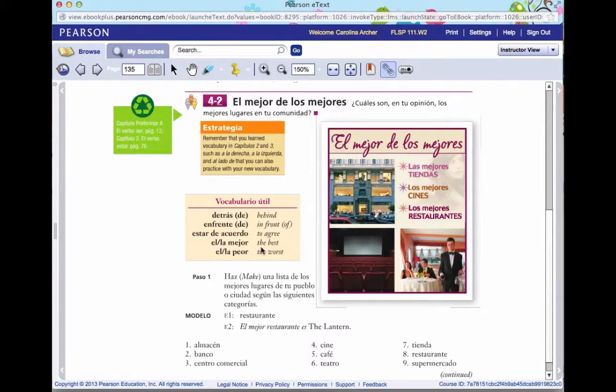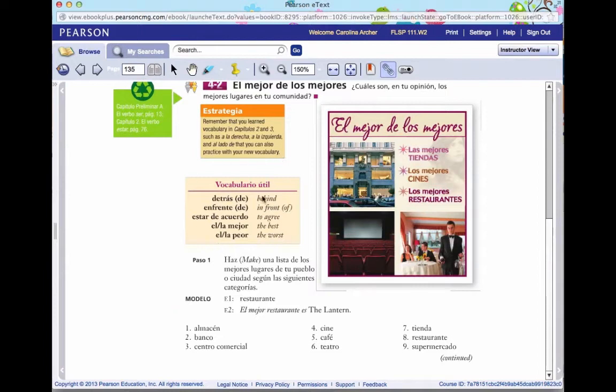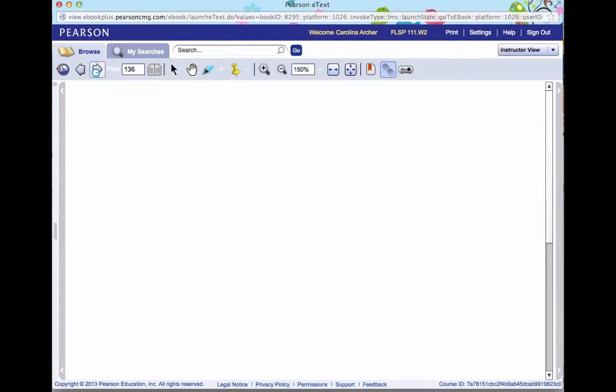El o la mejor, the best, you're talking about, the best restaurant in town, okay? El mejor restaurante en la ciudad. O el peor o la peor, the worst, okay? So that's useful vocabulary that you can also use when you're talking about places around town, okay?